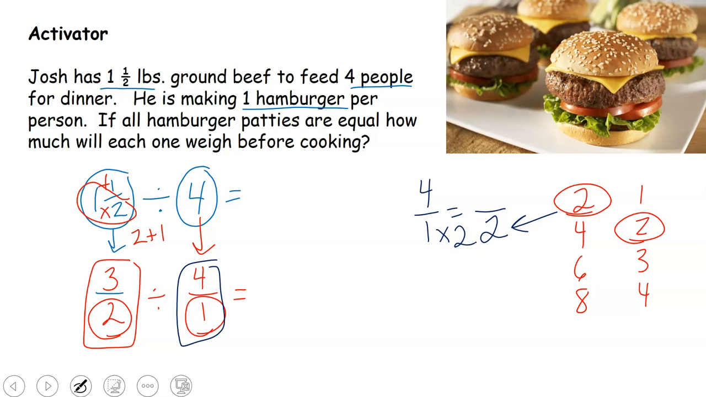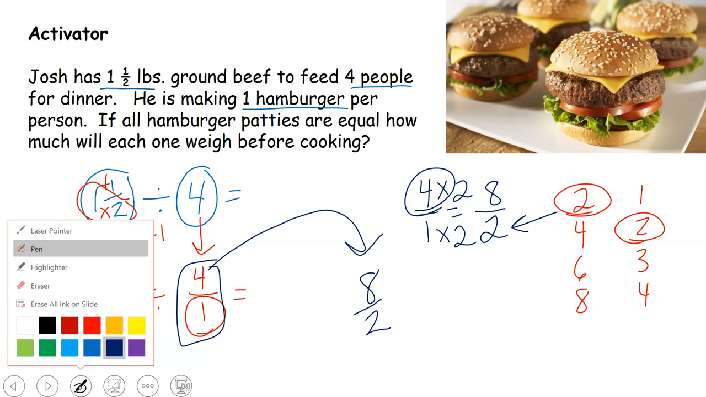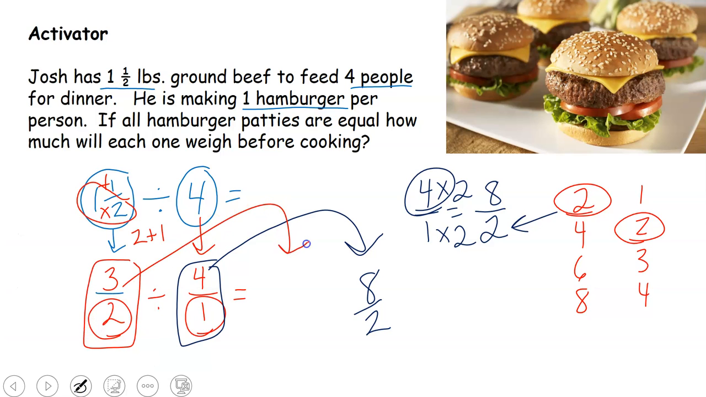So a lot of people I'm seeing just change the denominator and then they don't change the numerator. You have to also change the numerator. So I have to multiply the 4 by 2 as well, and it becomes 8. So now instead of 4 over 1, I'm going to record that as 8 over 2. So I replaced 4 over 1 with 8 over 2. The 3 halves portion remains the same. So now my problem reads 3 halves divided by 8 halves.